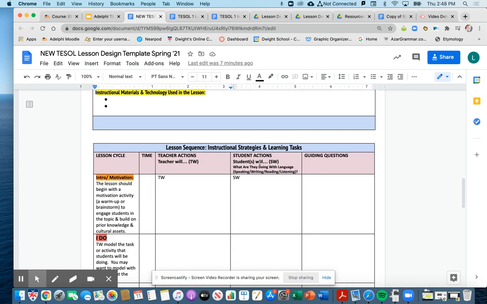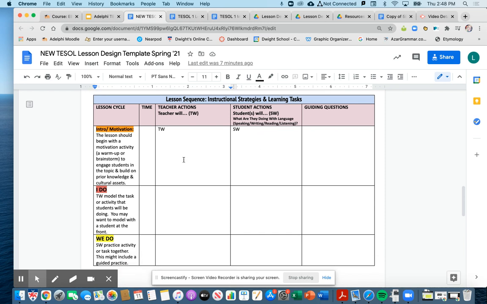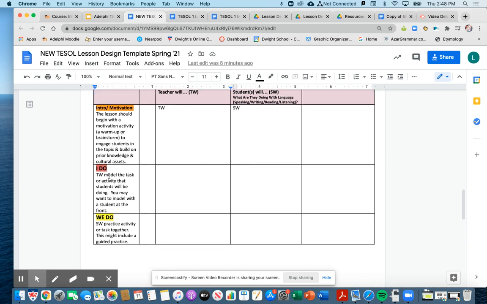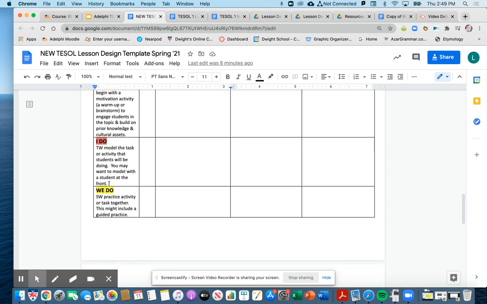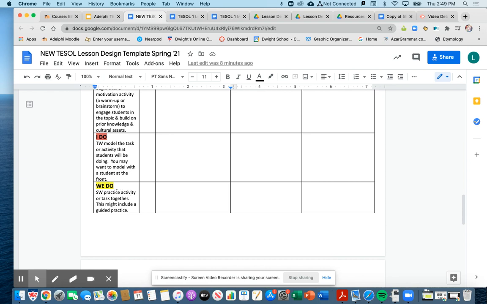Next, the actual lesson, your lesson sequence. I've planned this out into a model that I really like as a teacher. So you have your intro, your warm-up to get students seated and excited for the lesson of the day. And then we have our I do, which is where the teacher's modeling the task of the day. This is an important part that was supported in Gibbons chapter 3, where the teacher really models the task or activity.